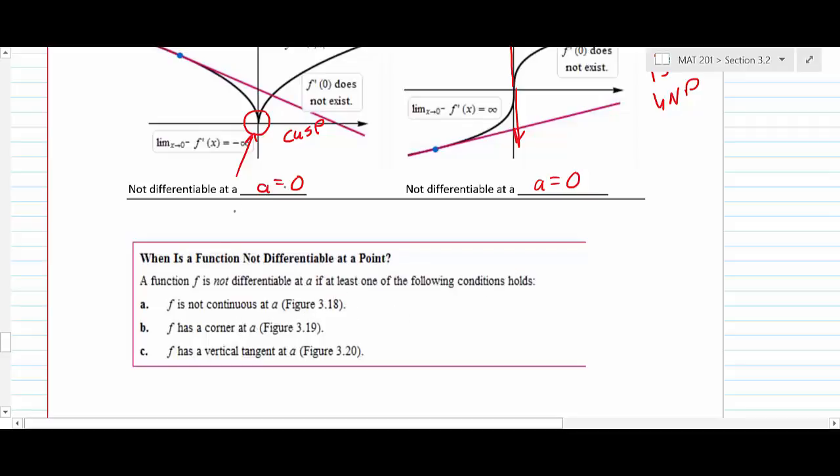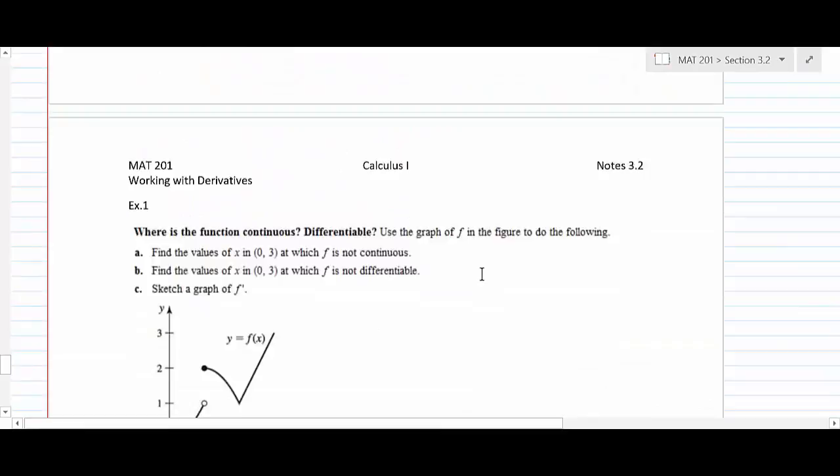Okay, you're not continuous, so you'd have a break. A corner is a cusp. I think textbooks all do things differently. I always thought of that as a cusp. They call it a corner, and then a vertical tangent line. So those are the things that happen on a graph. You want to be able to identify where the derivative doesn't exist. Look for cusps, look for vertical tangent lines, look for places where it's discontinuous, okay?